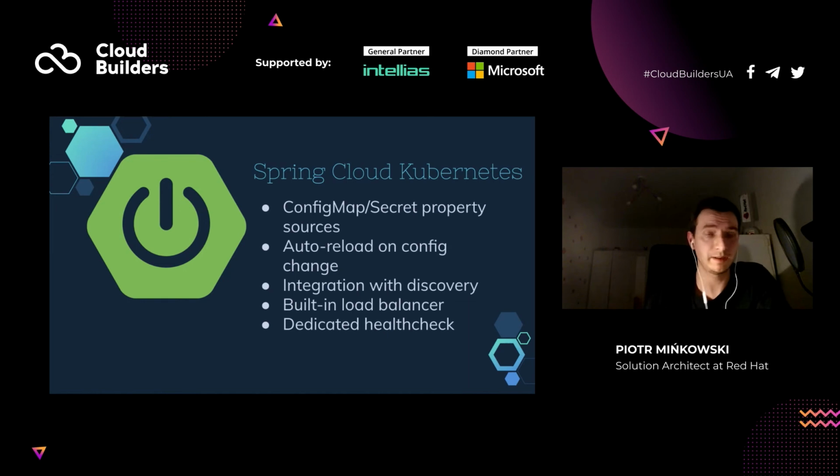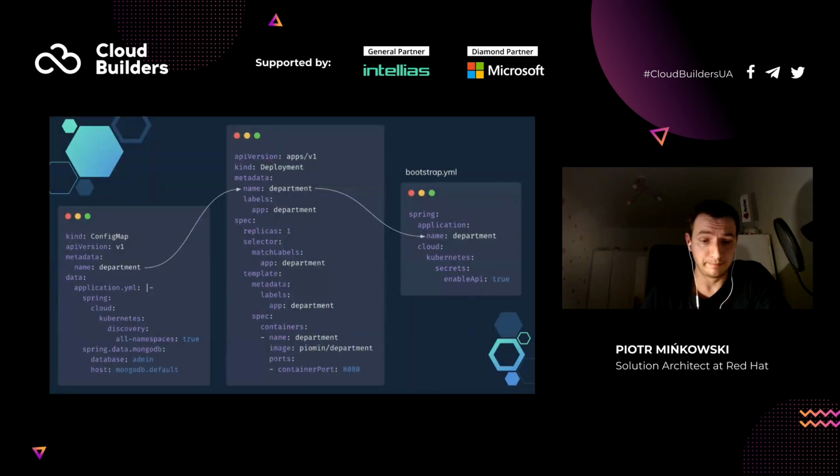And we also have an advanced health check with detailed information about the pods. So here is how a typical implementation of injecting a config map into the application looks. We just need to set a proper name of a config map in the metadata name field. It should be the same as the name of the Spring application in the bootstrap YAML file. So in this case, it's department.